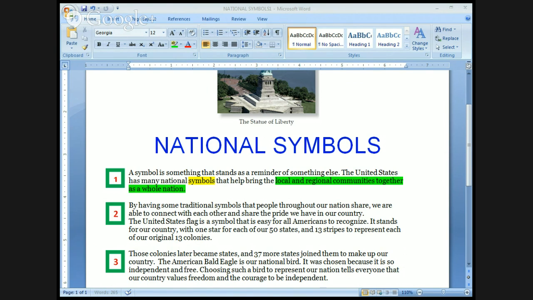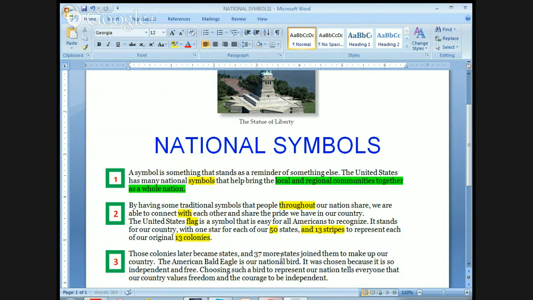Could you read that for me, Victor? Yes. By having some traditional symbols that people throughout our nation share, we are able to connect with each other and share the pride we have in our country. The United States flag is a symbol that is easy for all Americans to recognize. It stands for our country, with 1 star for each of our 15 states and 13 strips to represent each of our original 13 colonies.